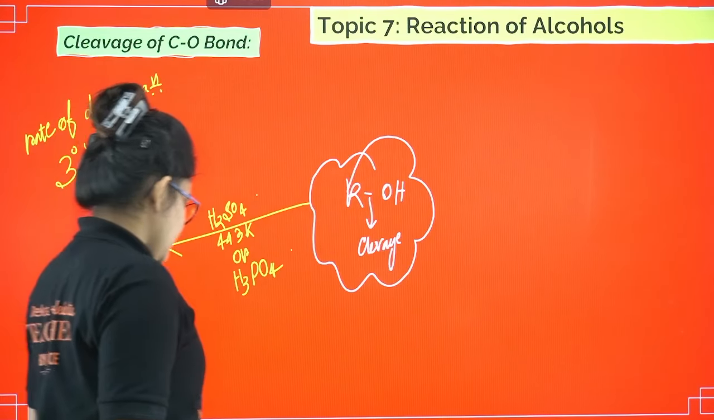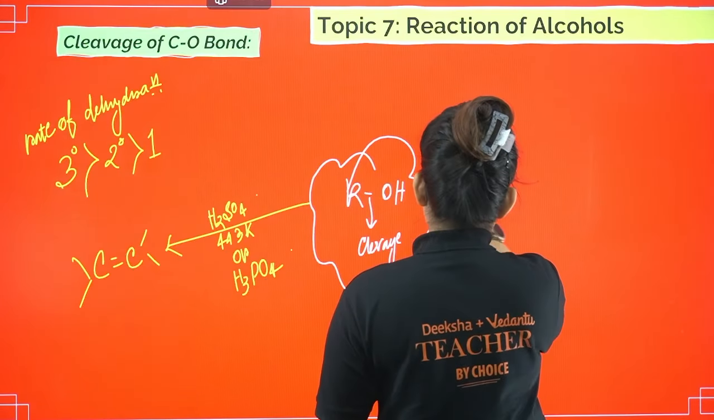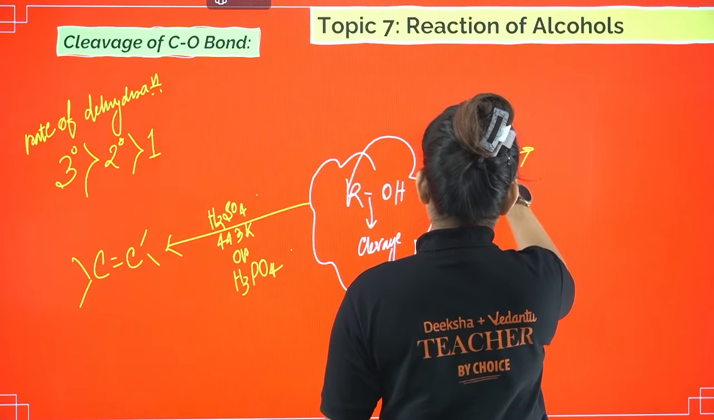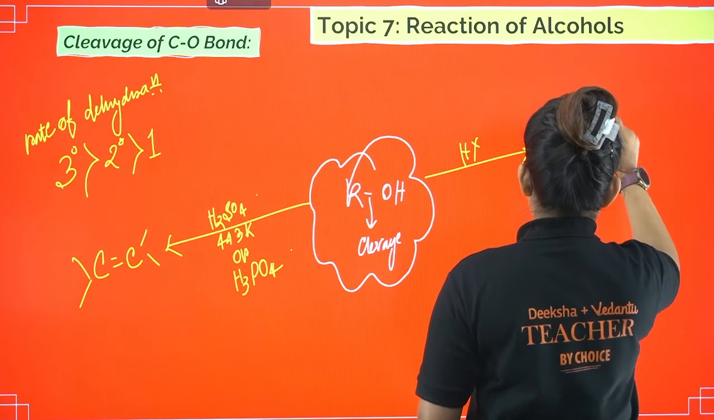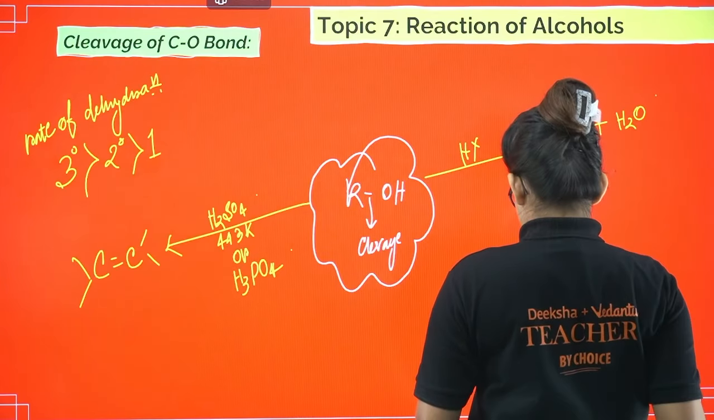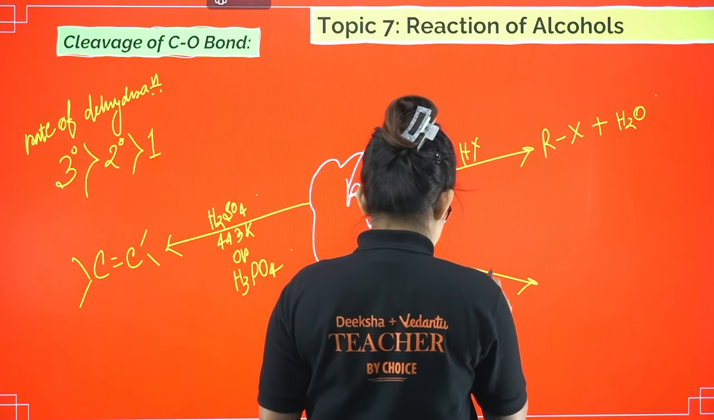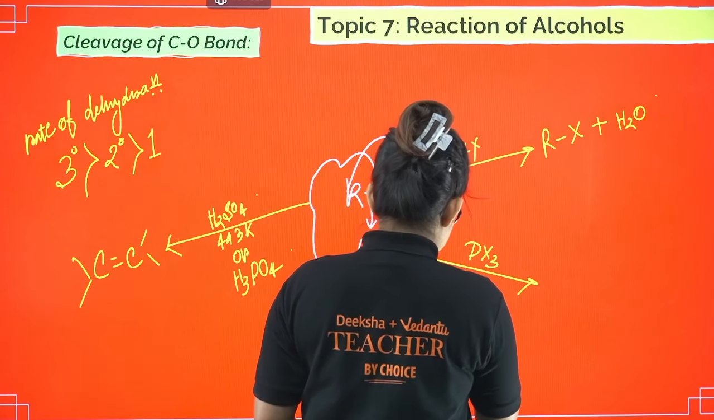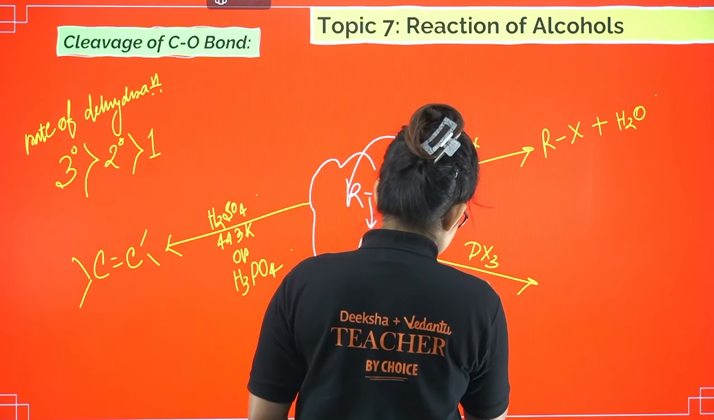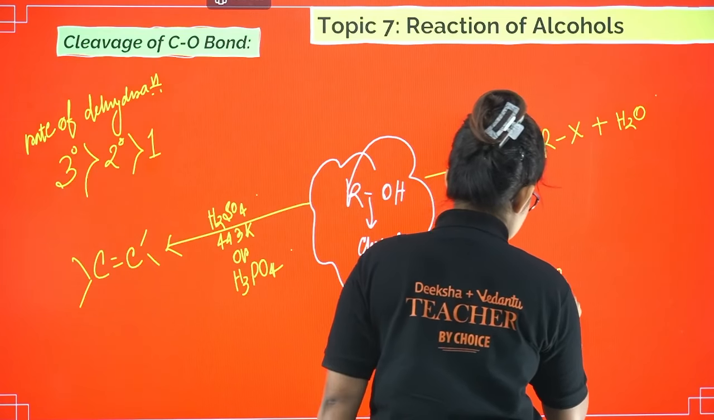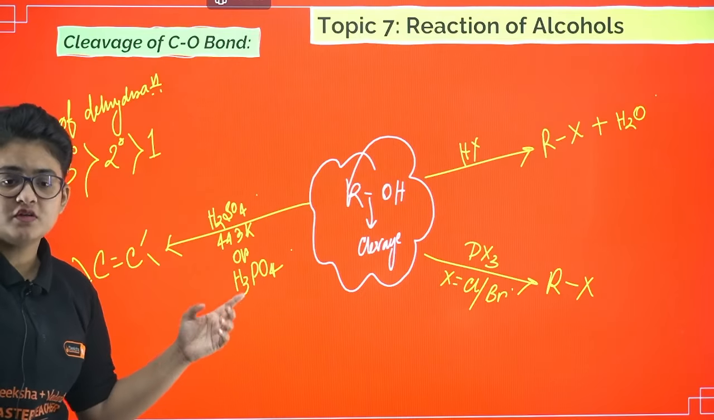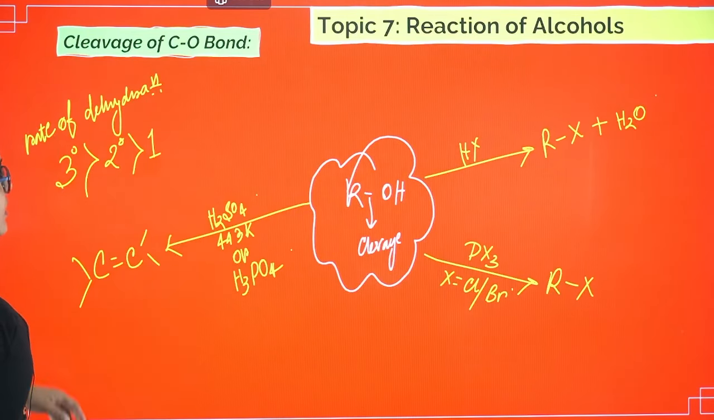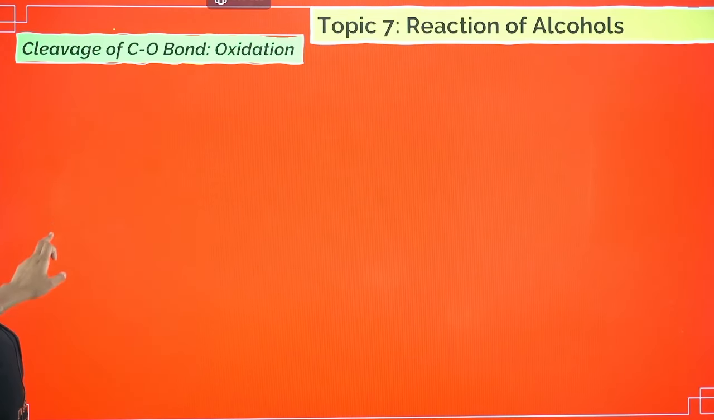Next, let's say I am giving here HX. I will get RX here and H2O. Next, let's say I am giving PX3. This X can be Cl or Br. I can get RX out of it. So these are all the probable reactions where the involvement of the carbon-oxygen bond occurs. Next, oxidation. Let's proceed with some oxidation reactions.